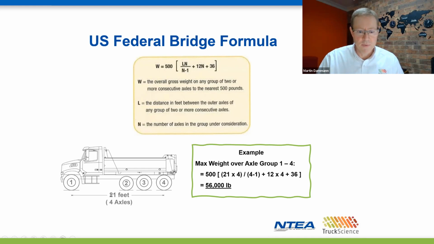So in this example, where we have the outer bridge distance at 21 feet, and there are 4 axles in the group, if we take these values and substitute them into the bridge formula, we get a maximum weight of 56,000 pounds. Therefore, to increase the carrying capacity, we can simply add more axles and increase the wheelbase.